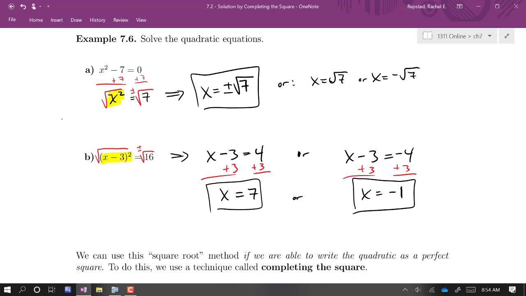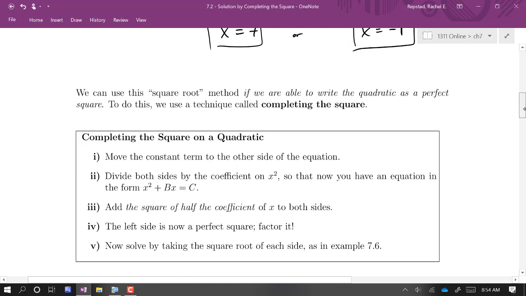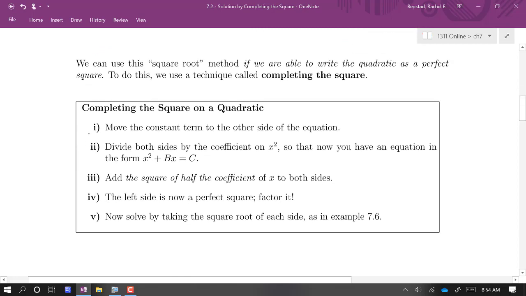What we're going to do in this section is learn how to take any quadratic equation and write it in this form, and that process is what we call completing the square. We call it completing the square because we want to end up with a perfect square on one side of the equation. Now I've outlined our procedure here that we're going to follow, and I'm pretty much just going to go through it by example.